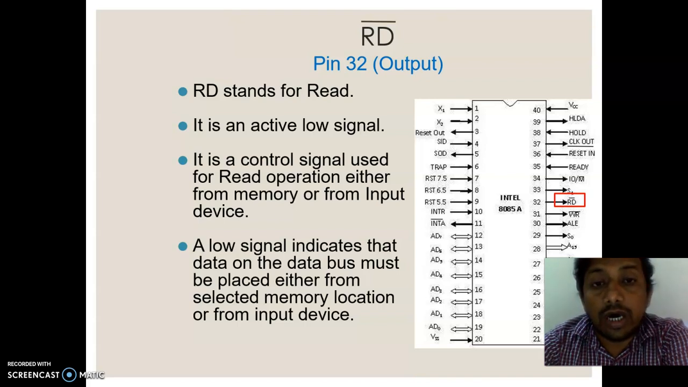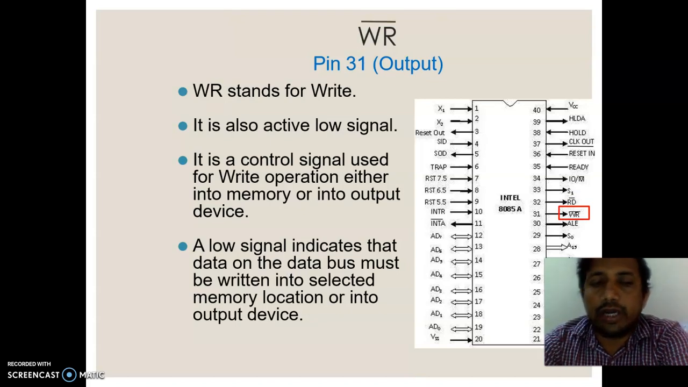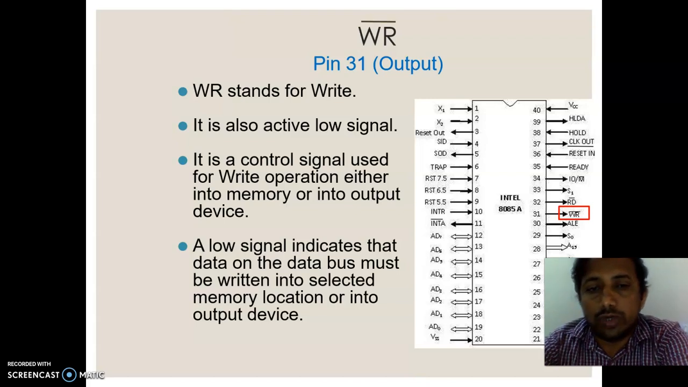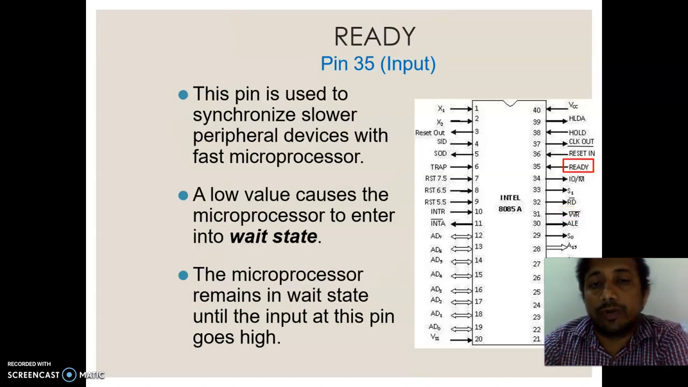Next comes the read and write. Two lines are there. The read and write are used for reading data or writing data into the memory or any peripheral which has been connected. Both these two inputs are active low. Active low in the sense that when you apply 0 onto these lines, it performs the read and write operation.